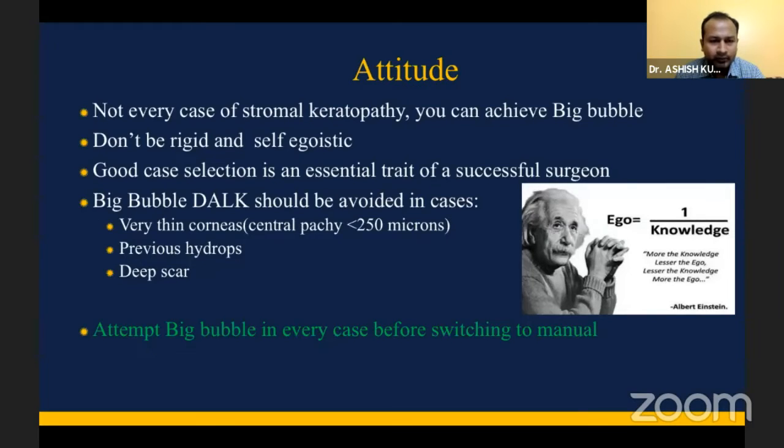Second is the attitude. We have to really understand that not every case of stromal keratopathy needs a big bubble. So don't be rigid and self-egoistic. Many times you feel that we can do big bubble in this case also, that case also. That is not the case here. A good selection is a very essential trait of a successful surgeon.